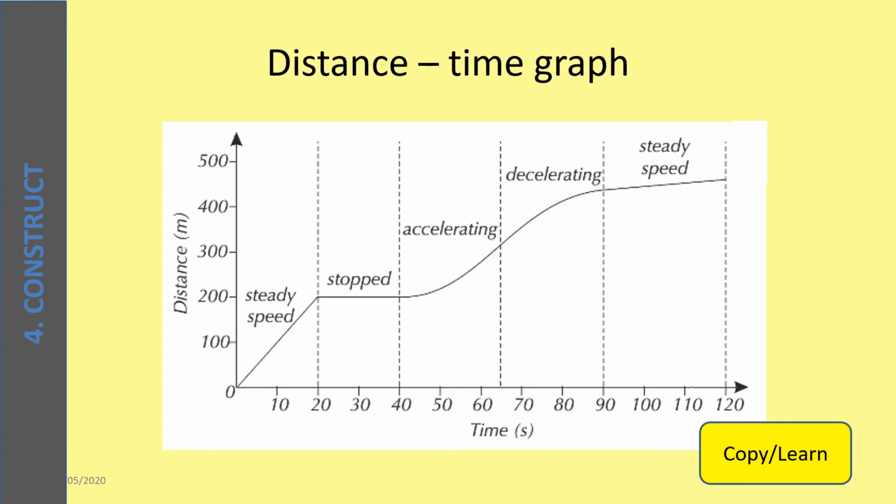This is just a quick review of the work we did on distance time graphs. If you look at this graph, distance is on the y-axis and time is on the x-axis. What you need to be able to do is look at the various lines and recall what they represent in terms of the motion of the object.